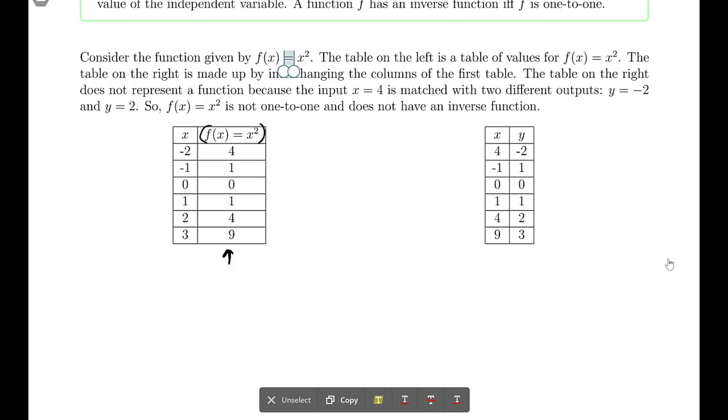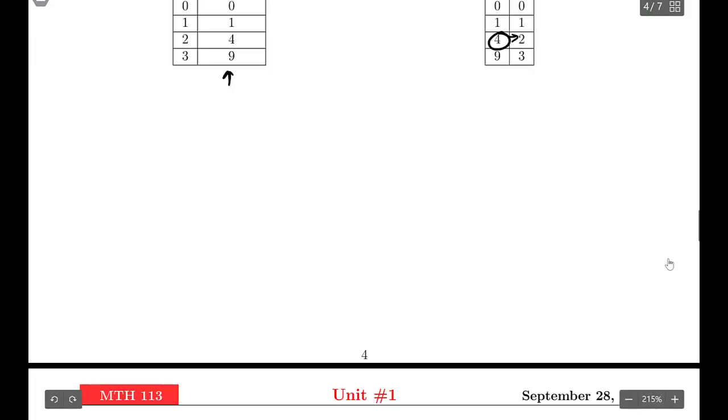The reason we do that is just to illustrate right here, I have 4 going to 2 different values. And whenever you have that, when we talked about the definition of a function, because this function is not one-to-one, it does not have an inverse.